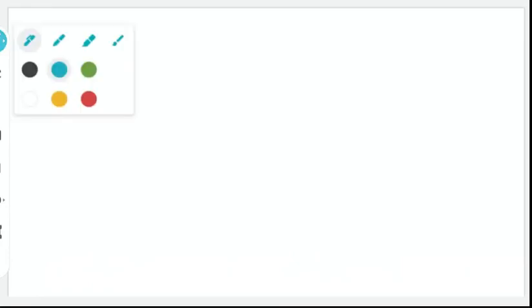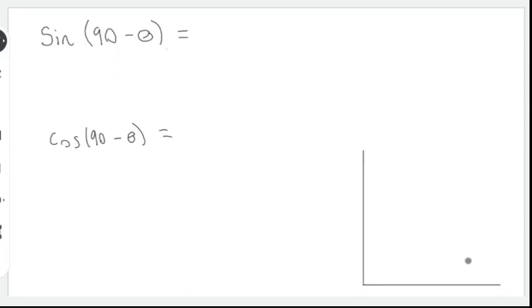On the next slide, to make it just a little bit more dynamic, we've got what is sine of 90 minus theta, the same thing as, and what is cos of 90 minus theta, the same thing as. So there's quite a few tasks. And of course, you're more than welcome to ask if you need help.